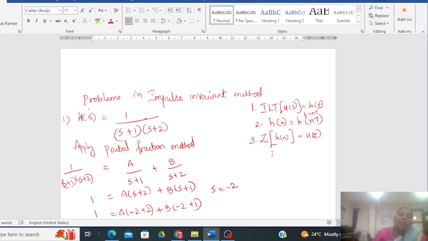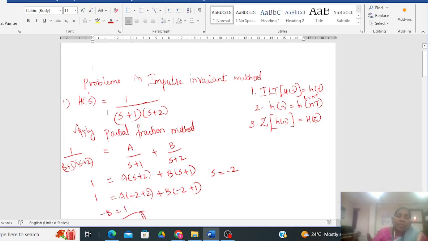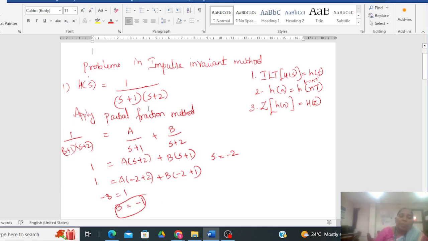So first let us solve a problem based on H of s equal to 1 by (s plus 1)(s plus 2). So here in this problem we cannot directly apply inverse Laplace transform. So first of all, we have to apply the partial fraction method and bring it in the form so that we can apply the inverse Laplace transform. Now in this given problem, when you apply the partial fraction, it is A by s plus 1 plus B divided by s plus 2. Then you can take an LCM of it and simplify. So we will be getting this kind of equation.